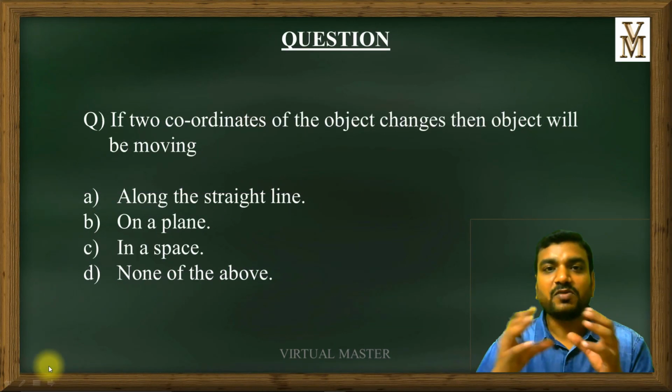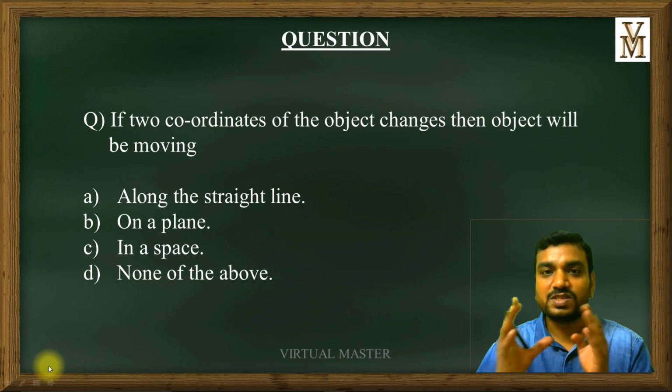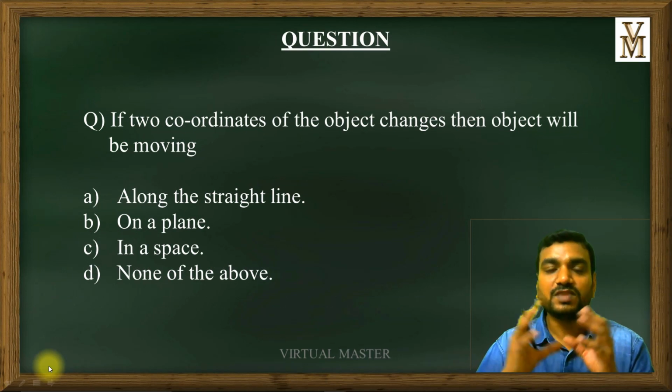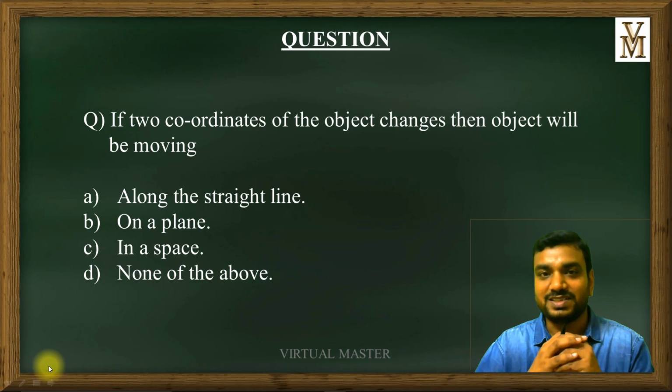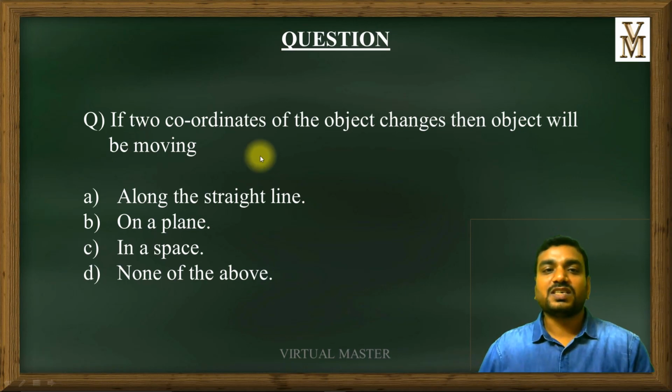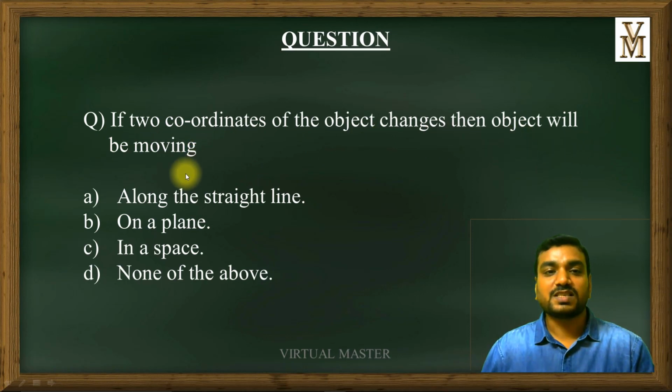Okay. As I have already told you, I am going to ask you one question at the end of this video, and you have to give the correct answer in the comment section. The question is: if two coordinates of the object change, then the object will be moving. Options are A, along a straight line; B, on a plane; C, in space; D, none of the above.